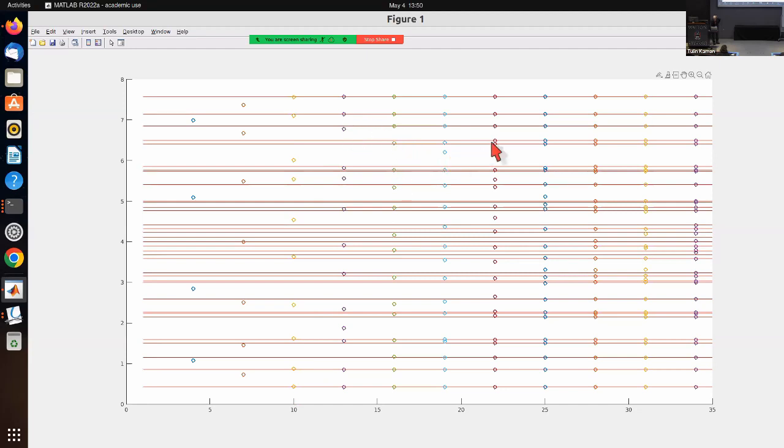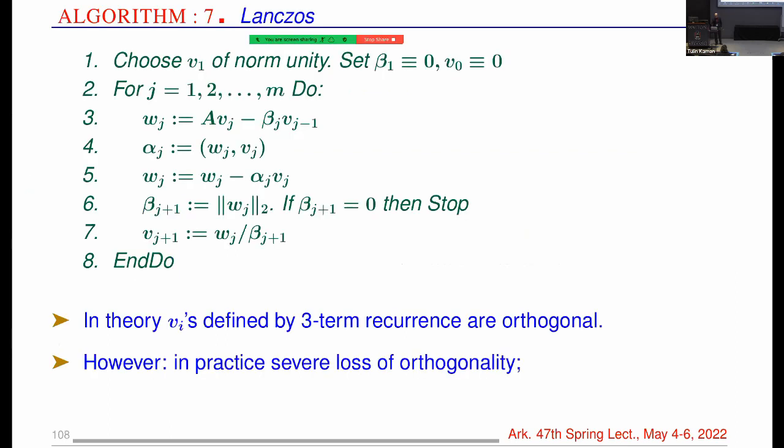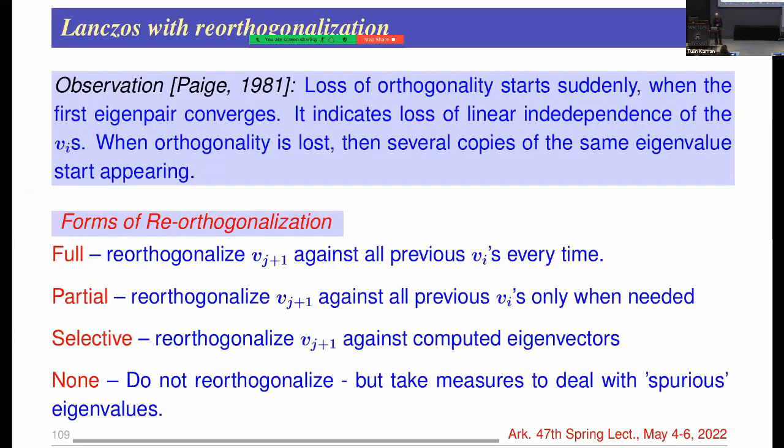After a while, both ends will have converged completely. And then you go inside, and you will have to wait all the way to the end to get all of them converged. So it converges from inside out. Now that's a phenomenon you can easily understand from theory, essentially. Okay, so this is the Lanczos algorithm.